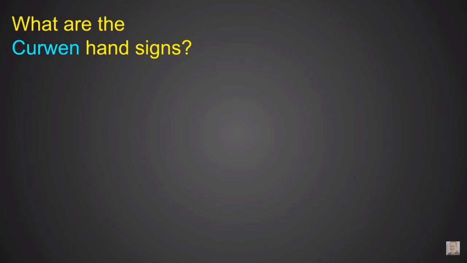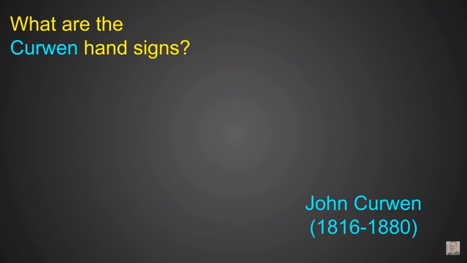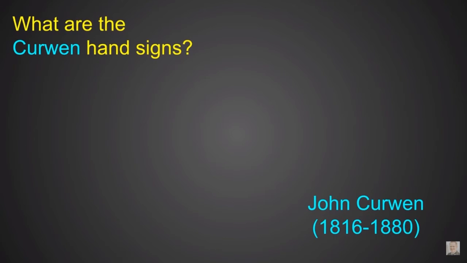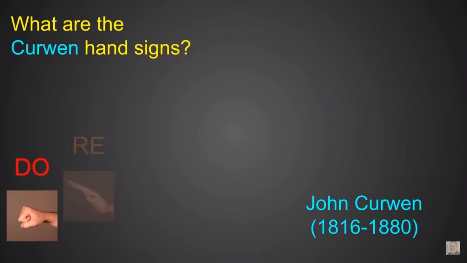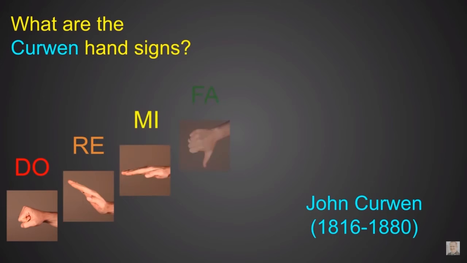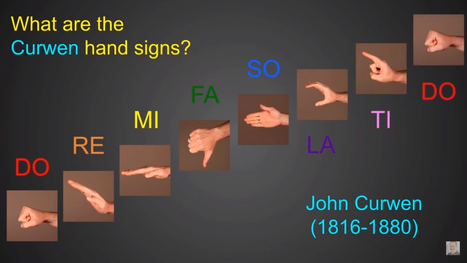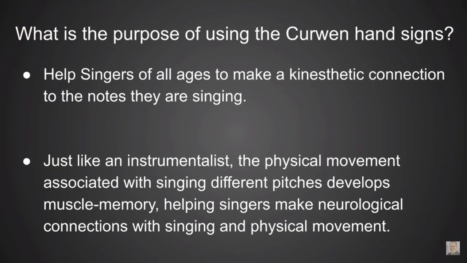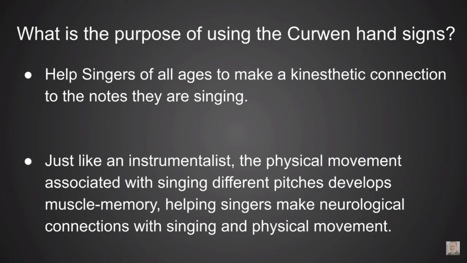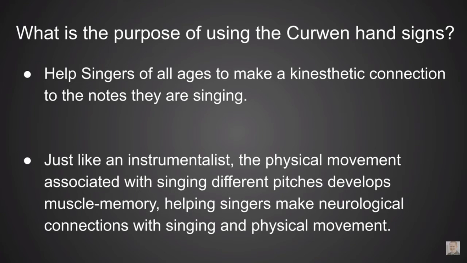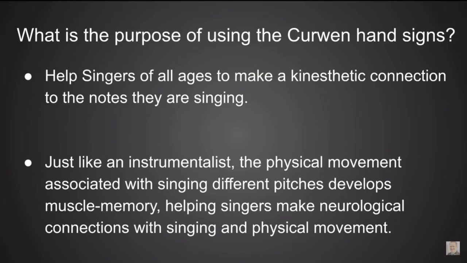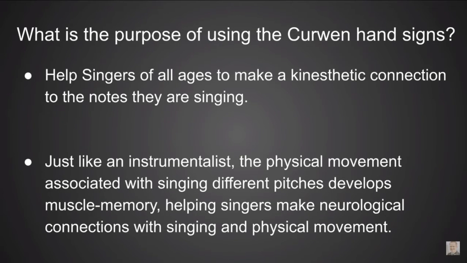The Kirwan hand signs were developed by John Kirwan, an early music educator. Let me give you an example here of what they look like. Do, re, mi, fa, sol, la, ti, do. You will ask, what is the purpose of using Kirwan hand signs while I sing or learn the music? John Kirwan developed these signs so that singers could have a kinesthetic way and connection to what they are singing.